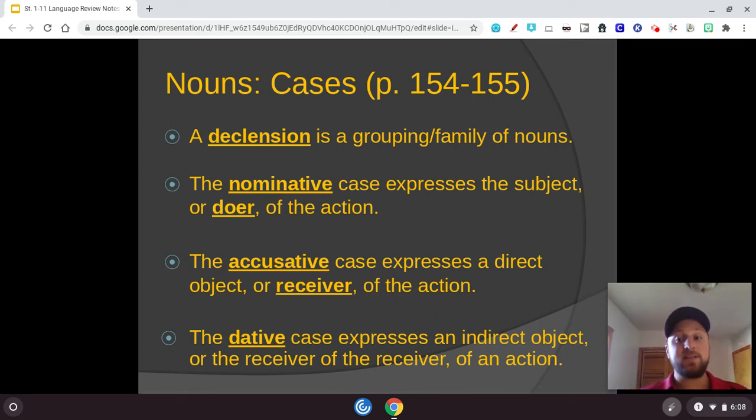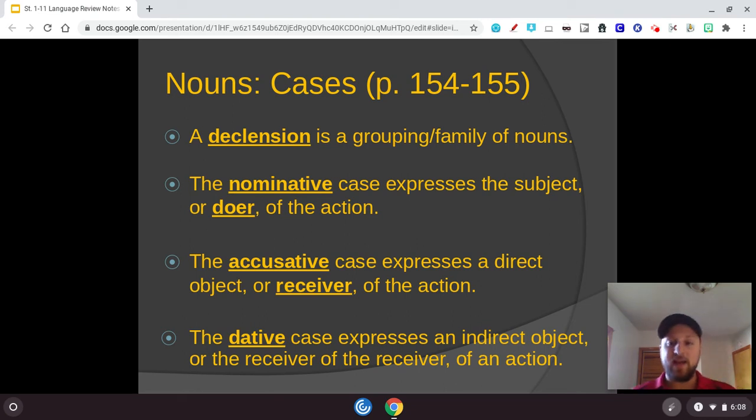Now, the last case that we studied was one we studied in the spring, during distance learning and not all together, and that is the dative case. The dative case jumps off the accusative in that it's not a direct object, but an indirect object. So let me give you an example of how this indirect object thing works in English.